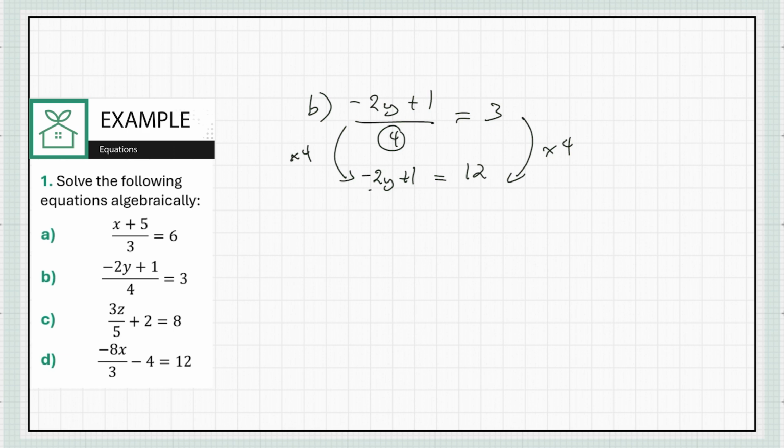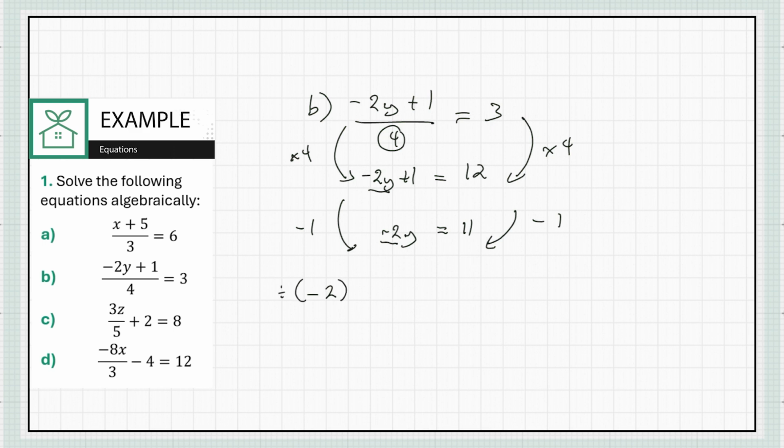Again, we want the term with the pronumeral by itself, so we need to get rid of this plus 1. To do that, we do the exact opposite operation, and we take 1 away. So take 1 away from both sides. 12 minus 1 is just going to be 11, and then negative 2y plus 1 minus 1 is just going to be minus 2y. Alright, last step, divide both sides by our coefficient, which in this case is negative 2.